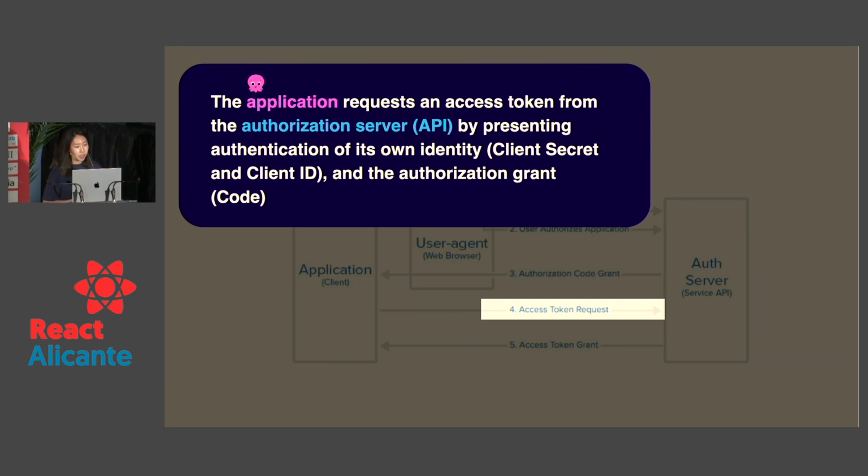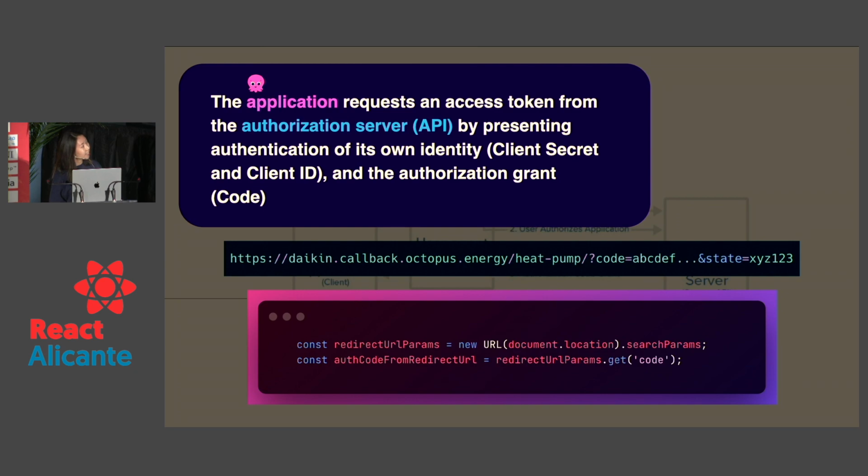Access token request. The application requests an access token from the authorization server by presenting authentication of its own identity, such as client secret or client ID, and the authorization grant. And this is how the URL looks after the user authenticates the app and is redirected to the Octopus Energy website. There, I take the state from it and compare it to the state that's saved in the session cookie earlier. Again, this is to prevent the CSRF attack. Only when they match, I take the auth code from the URL, just as the code below shows, and then I send it to the server, for example, as a GraphQL mutation input. And then the server requests an access token with this auth code. Basically, it goes, here's the auth code, give me the access token.